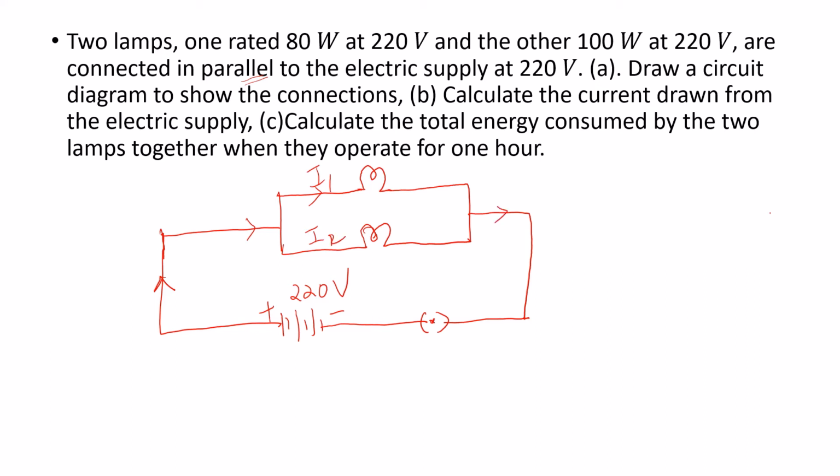And then this is the key, and the first bulb we can take as lamp is 80 watt, and the next one is 100 watt. So this is the first part. We have to draw the circuit diagram. Now we'll check. 220 volt, key is there, then the current is flowing, then it splits into I1 and I2. One is 80 watt and the other one is 100 watt, and that's it. So this is the first part.